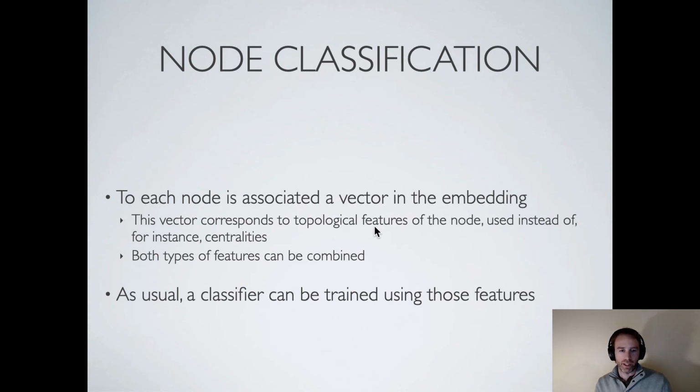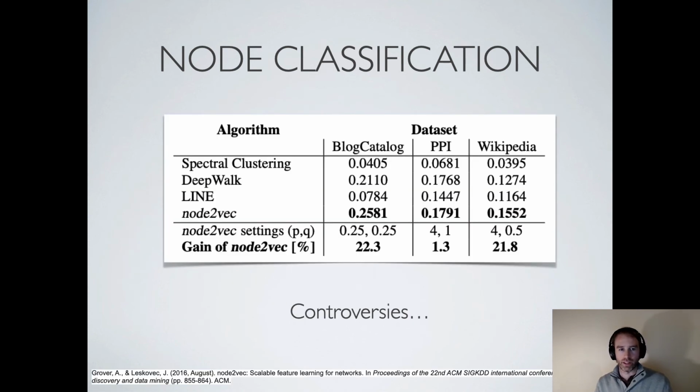Of course, you can combine the features obtained by the embedding and some other topological features like degree, closeness, and so on and so forth. So the principle is exactly the same as last week. And there are some controversies on this because they are very recent problems and approaches, but it seems that a method like node2vec is giving very good results in real life tasks to classify nodes, for instance.